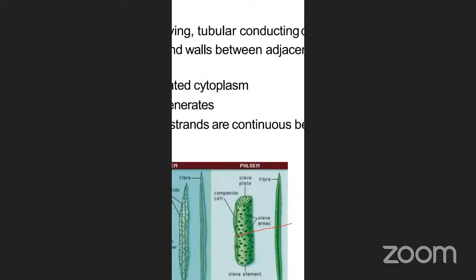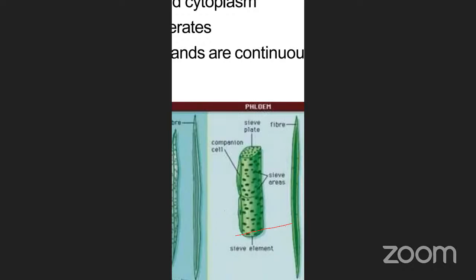See here, this is the sieve element. Sieve elements contain sieve tubes and sieve cells. The sieve tube shows companion cells, and the upper side or surface of the sieve element shows some perforated areas or pores.